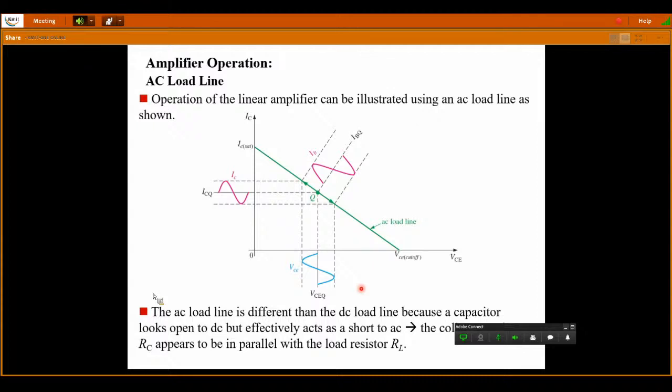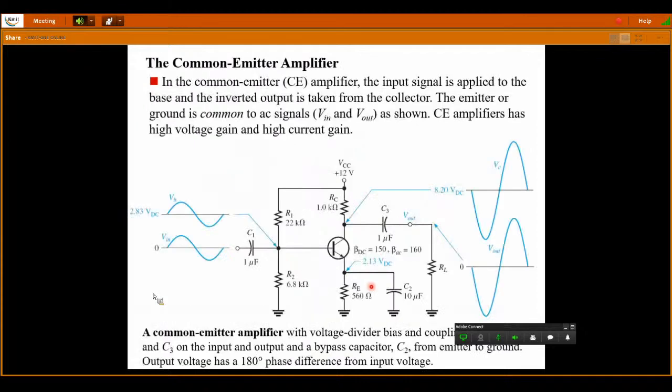Now like this we will do the AC analysis. The next thing is: what are the DC voltages and quiescent values? We have to calculate those quiescent values, the output voltages, and the output AC collector current. In the common emitter amplifier, you get a 180 degree phase shift at the output.